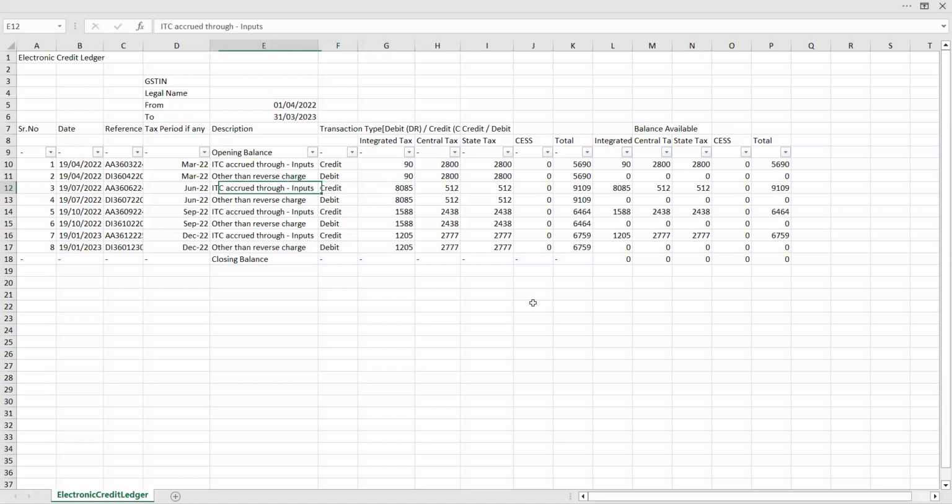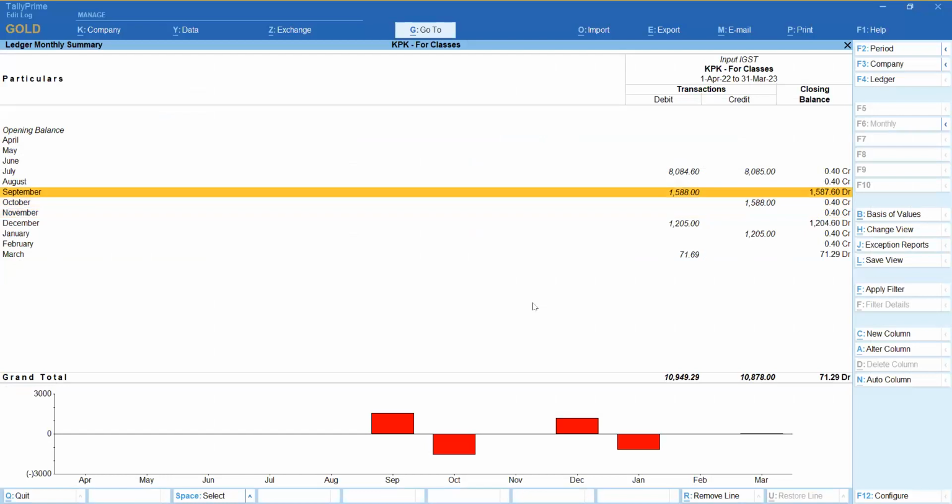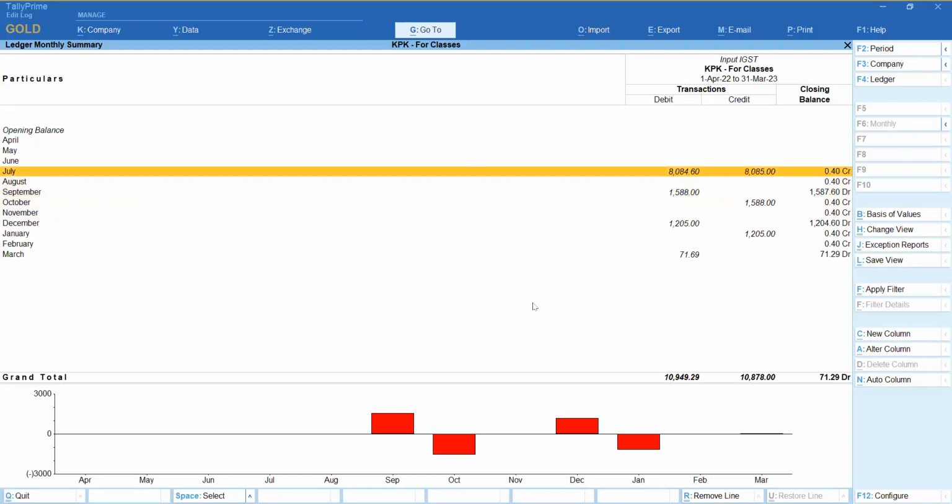So on this 19th July, they have credited you, then immediately they have debited. You see here, while giving credit, ITC accrued through inputs. So this is what they have given you credit. And other than reverse charge, this is whatever they have debited. For reverse charge anyway, you can't use input, you have to pay by cash. Reverse charge also we will discuss. This is how it is getting debited. You understand? That is the reason, if you see my entries also, I have taken this entry in July.